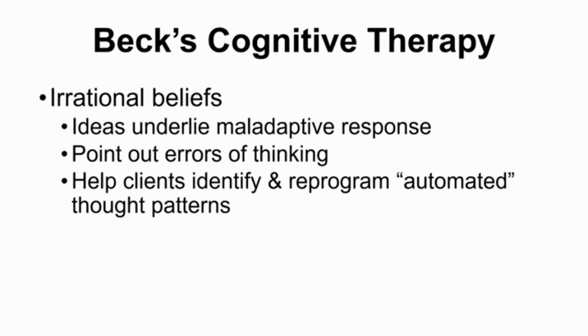So we have ideas that underlie a lot of these maladaptive responses. We're going to focus on those ideas, and Beck would specifically point out logical fallacies in the reasoning of the patient to force them to acknowledge that maybe the way they're thinking isn't rational. So we point out those errors in thinking. We're going to help them identify and then fix some of those thought patterns.